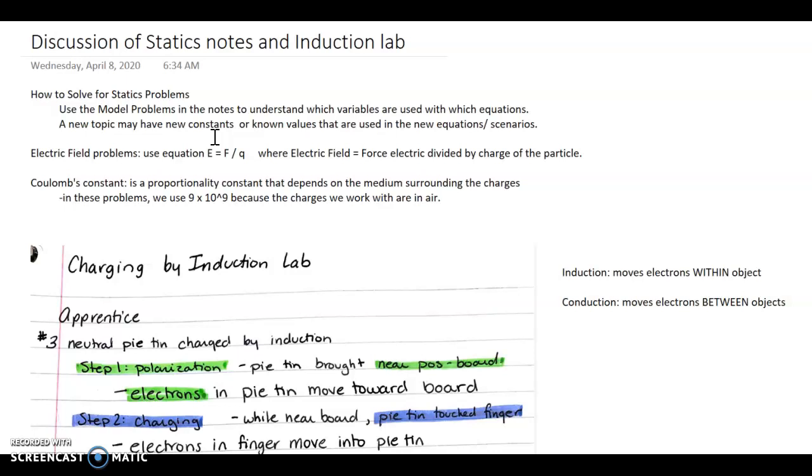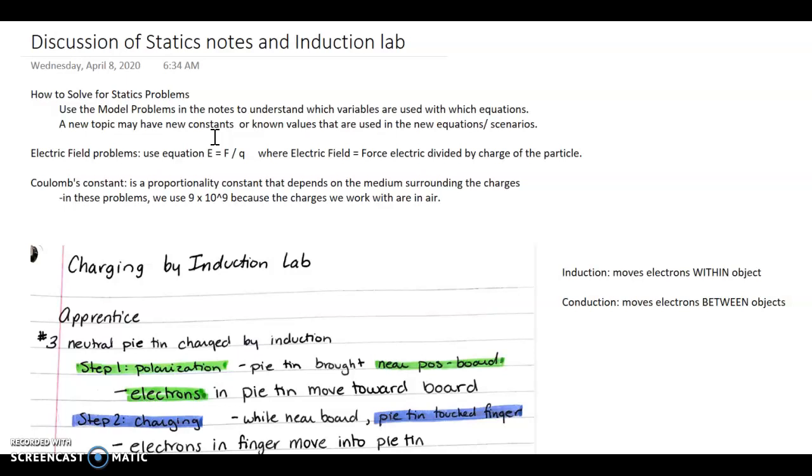Electric field problems use the equation E equals F divided by Q, where the electric field equals the electric force, kind of like our tension force or mechanical force, divided by the charge of the particle. And then you can move that equation around how you need it.